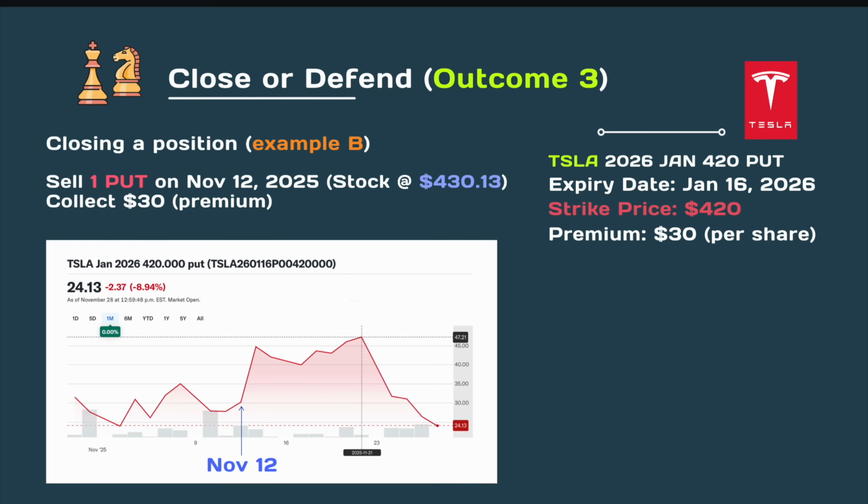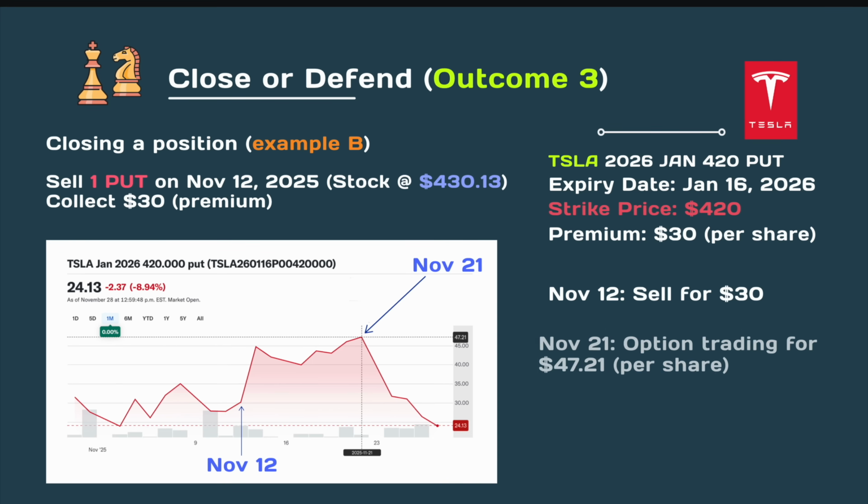We're going to analyze this trade on a different date, which is November 21. So again, on November the 12th, we sold the option and we collected a premium of $30 per share. On November 21, if we were to look at the price chart of the option, notice that the option is trading at $47.21. Likely the reason why this happened is because the stock price started falling. In this case, when you look in your account, I'm going to emphasize that this is an unrealized loss and you don't close an unrealized loss.